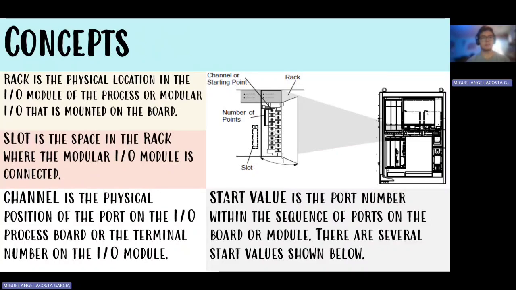The slot is the space in the rack where the modular I/O modules are connected. In this case, slot could be when you connect the TV, for example, and channel is the physical position of the port on the I/O process board, or the terminal number of the I/O module. This is a specific HDMI. In a TV, we can get, I don't know, 3-4 examples. In this case, channel is the physical position, and start value is the port number within the sequence of the board or module.